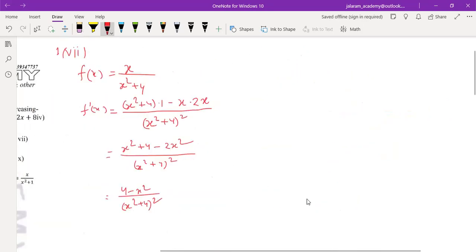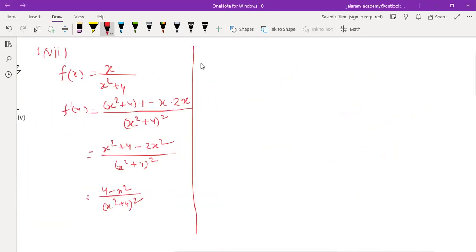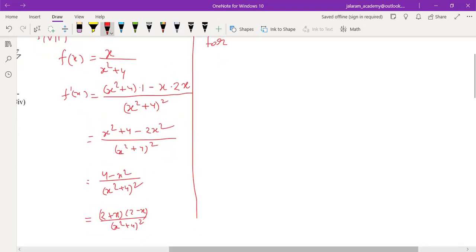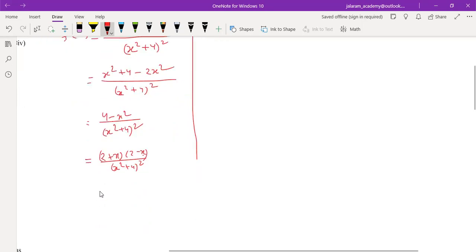And for increasing function, what is the condition? Factorize it also. 2 plus x into 2 minus x upon x square plus 4 whole square. Okay, and you can write one more line. x must be the first term of the factor. So x plus 2, there is no problem. But in 2 minus x, we have to take minus common to make it x minus 2.